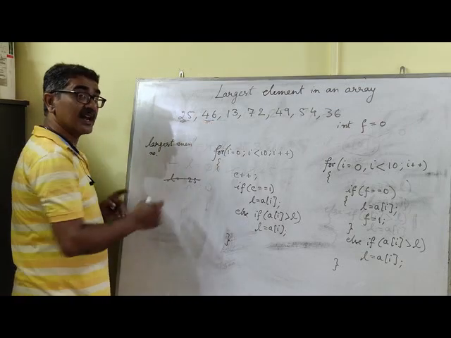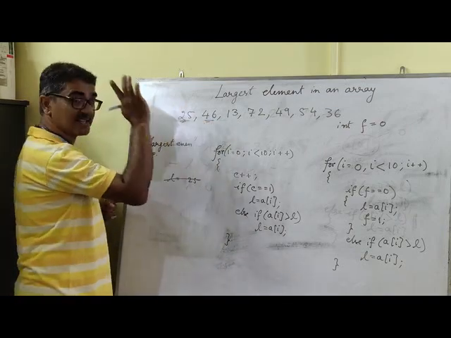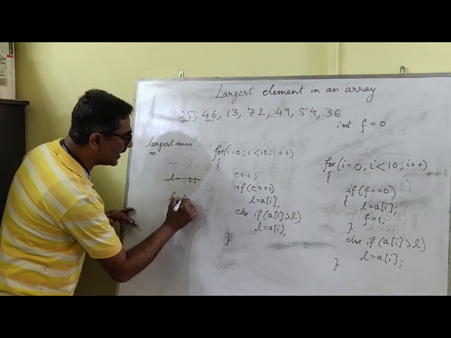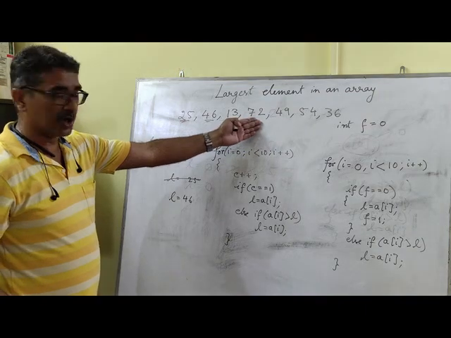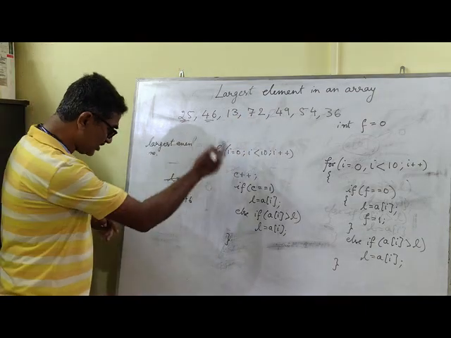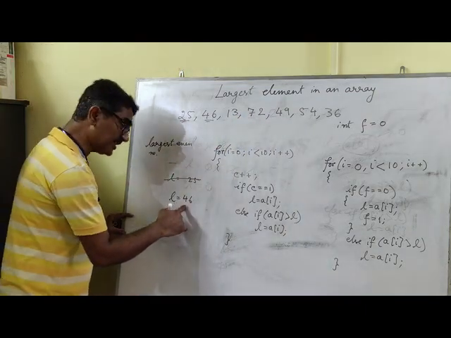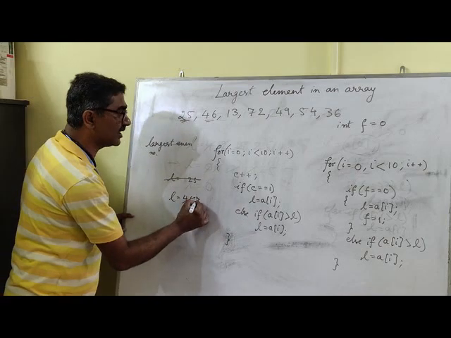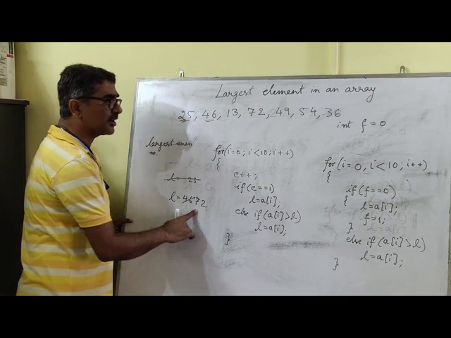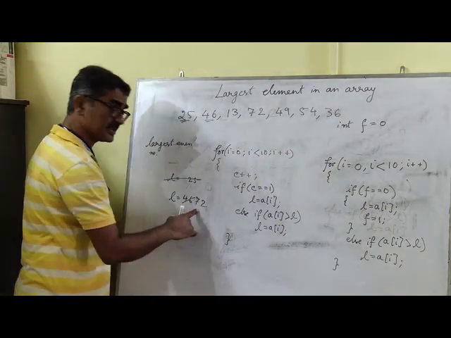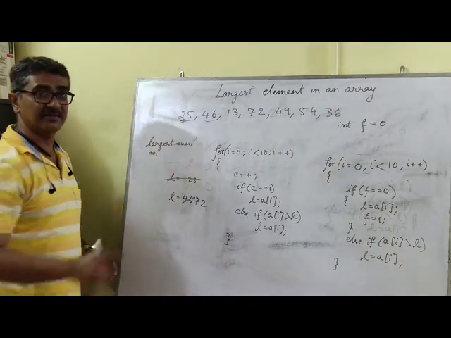Next comes 46, and 46 is even, and this is the first even, so I am going to store it in L. Next comes 13, we'll do nothing about it because it's odd. 72, again it's even, so we are going to check this time whether it is greater than L. Yes, it is greater than L, then give it to L. 49, it's odd. 54, again even, however it is not greater, so we do nothing. 36, it isn't greater, so L contains the largest even number.